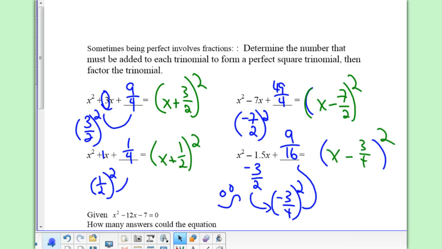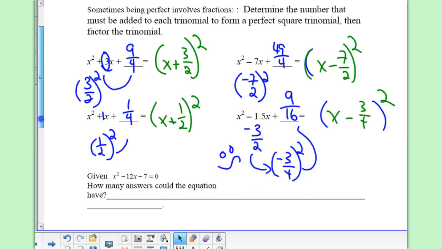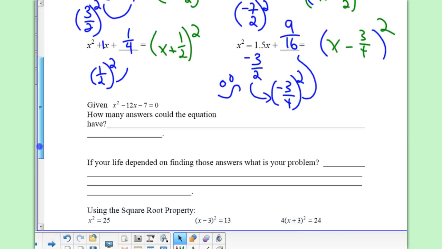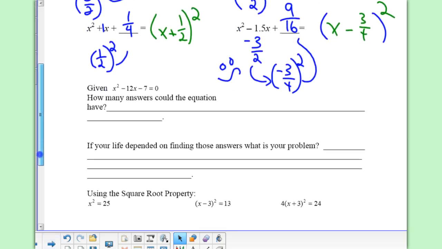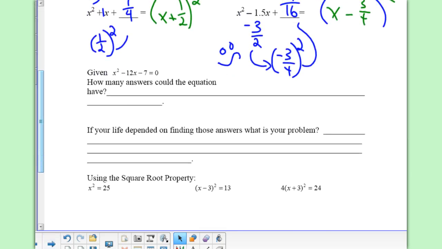Okay? So we've hopefully built our skills in perfect squares. Now, why did we learn this again? What are we doing? We're supposed to be solving quadratic equations, right? That's our job. So I've got a quadratic equation here. How many answers should there be for this? Well, based on what we learned about factoring, there should be 2 answers, right?